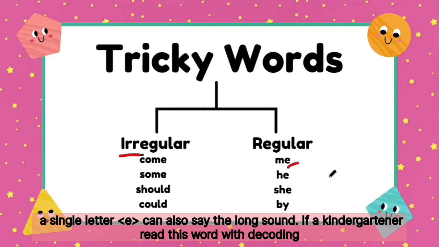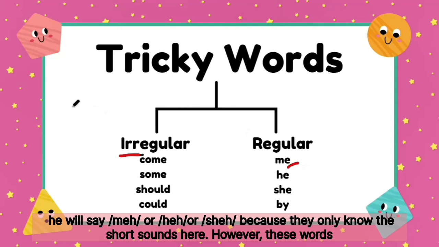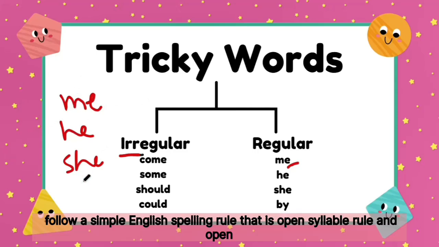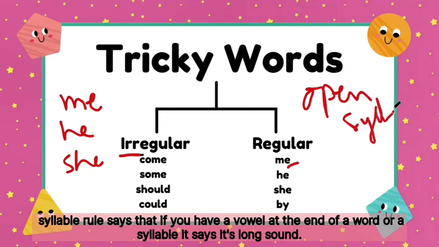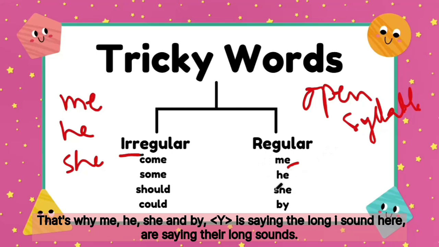If a kindergartner reads this word with decoding, he will say meh or heh or sheh, because they only know the short sounds here. However, these words follow a simple English spelling rule that we call the open syllable rule. The open syllable rule says that if you have a vowel at the end of a word or a syllable, it says its long sound. That's why me, he, she, and by, saying the I sound here, are saying their long sounds.